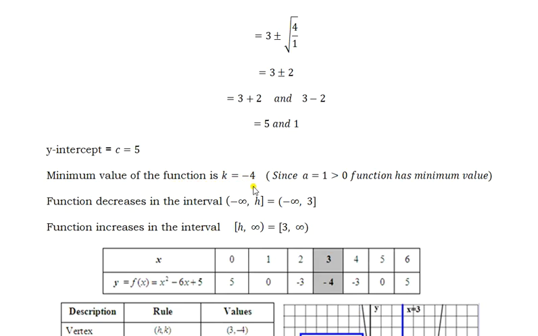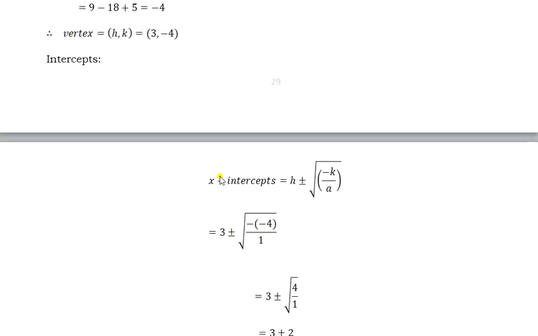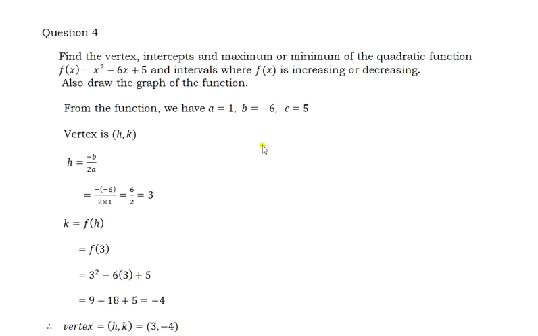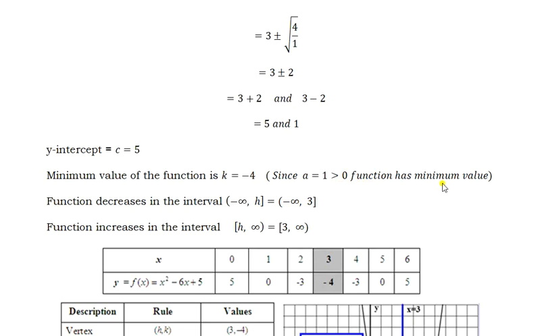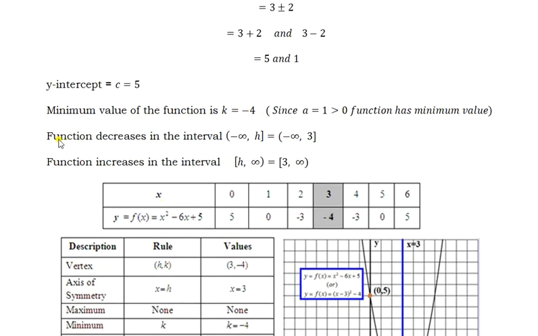Now how will we know whether the function has a minimum value or a maximum value? We have the value of a as 1. If the value of a is more than 0, then the function has a minimum value. If the value of a is less than 0, then the function has a maximum value. So here our value of a is 1, which is more than 0. Therefore the function has a minimum value. What is the minimum value? It is the number k. What is k? Minus 4.